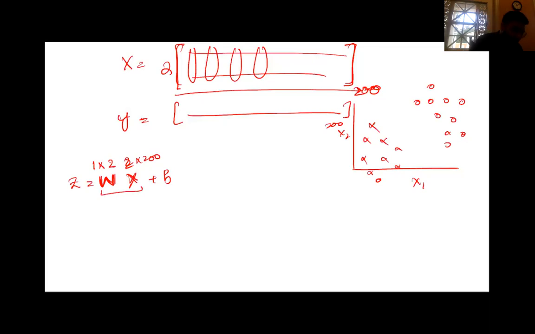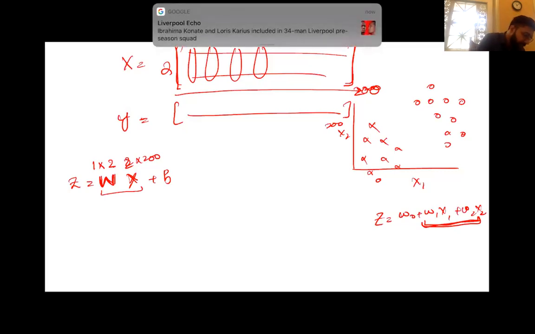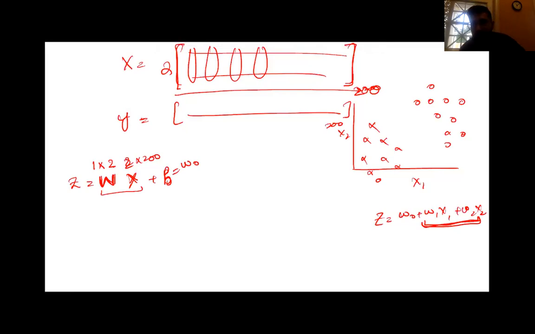Okay. Remember, we wrote Z as W0 plus W1x1 plus W2x2. So this is 2-dimensional. W1 and W2, and this B is equal to W0. Does it make sense to everyone?